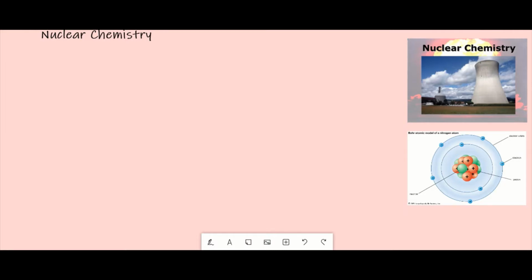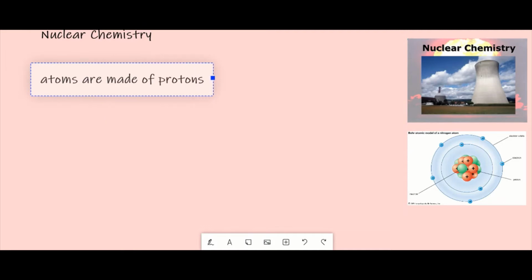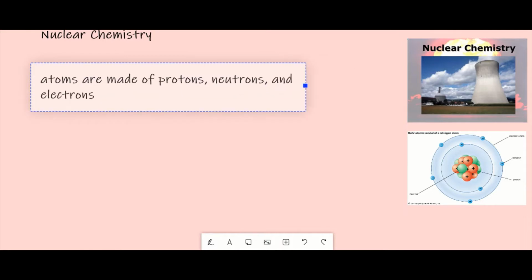So remember that all atoms are composed of three different things. Atoms are made of protons, neutrons, and electrons. So remember that protons and neutrons are found in the nucleus or center of the atom.